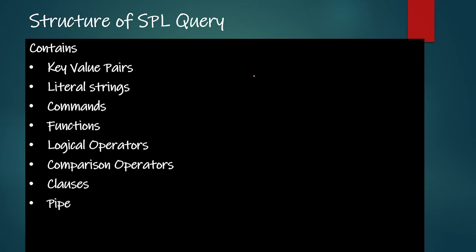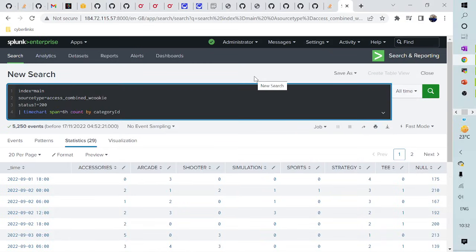You can also have logical operators like and, or, and not, and comparison operators like greater than, less than, equal to. We can have clauses like by or as. The by clause is quite equivalent to a group by clause in SQL, and the as clause is used to rename certain fields. We can also have a pipe operator in the search processing language. It is one of the most commonly used in the structure of a search processing language query. Without any delay, I will be moving on to the console.